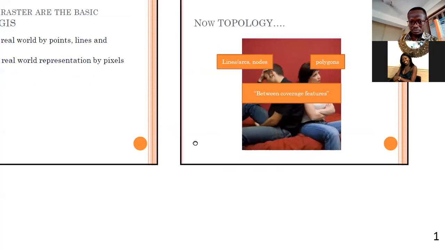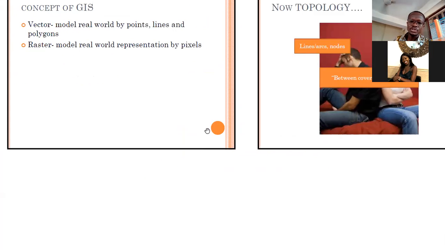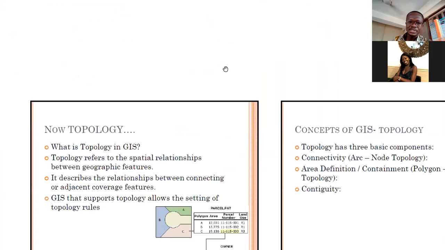Okay, right. Topology. So what is it? It's not topography. If you go and write topography, it means you are not part of the lecture. This is how I determine those who pay attention during the lecture. Topology refers to the spatial relationships between geographic features. Okay?